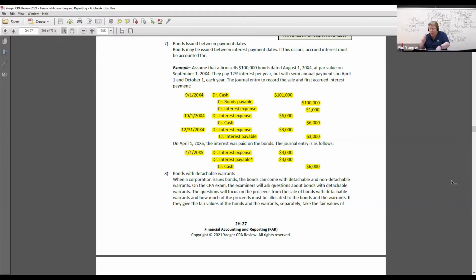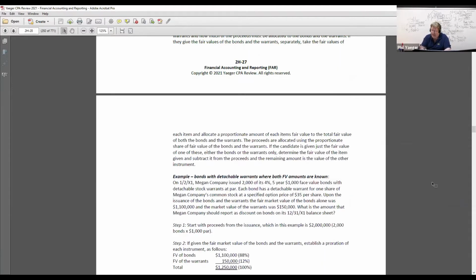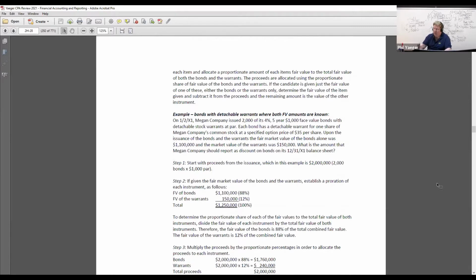Now, this is always a question on bonds. And it is on page 2H28. It says bonds with detachable warrants where both the fair market value of the bonds and the warrants are known. When I issue bonds with detachable warrants, you have the bonds and you have detachable warrants. That means the person who owns the bonds can sell the bonds and the warrants separately, or they can just sell the warrants if they're detachable from the bonds.